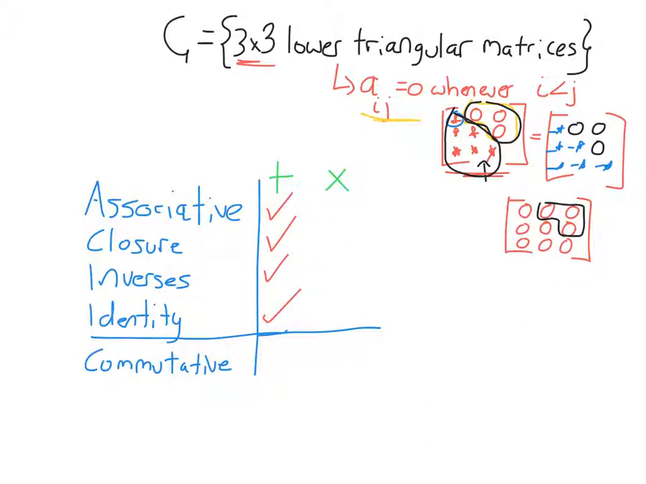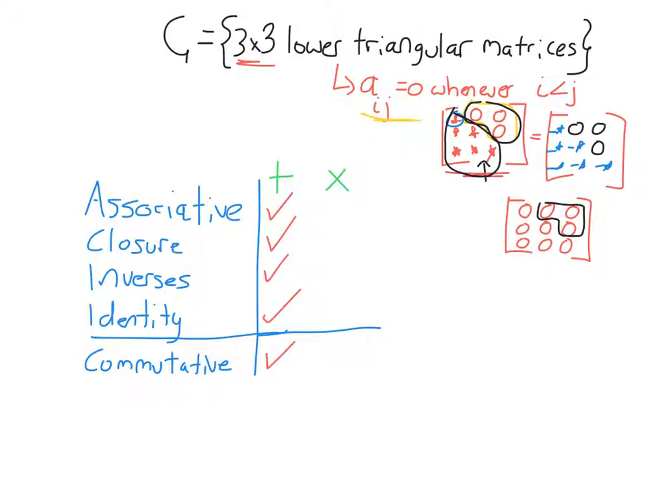It turns out that addition is always commutative. It doesn't matter whether we're talking about lower triangular matrices or upper triangular matrices or whatever. Addition is always commutative between two matrices of the same size. You always get the same answer regardless of the order in which you add.